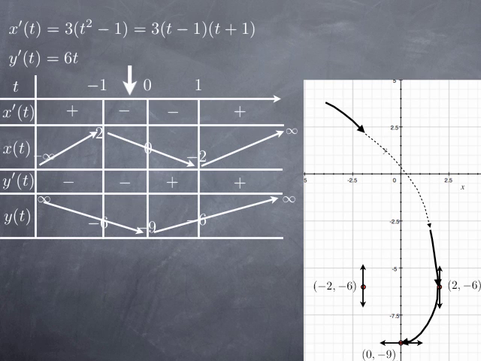Now if we turn to the next interval, where t is between 0 and 1, we see that y is now increasing from negative 9 to negative 6, while x is decreasing from 0 to negative 2. And so y is increasing, x is decreasing. We're going towards this point where we have a vertical tangent corresponding to the value of the parameter t equal 1, and that looks like that.